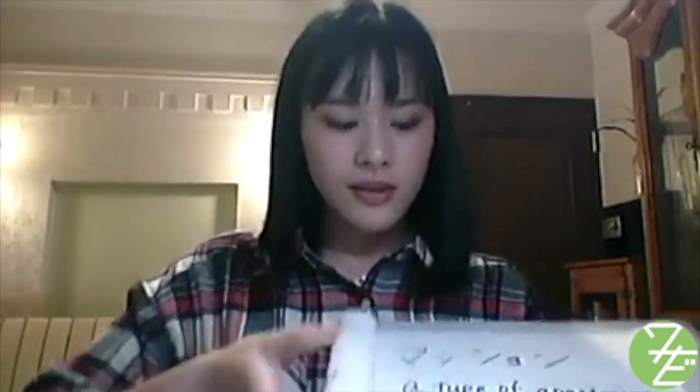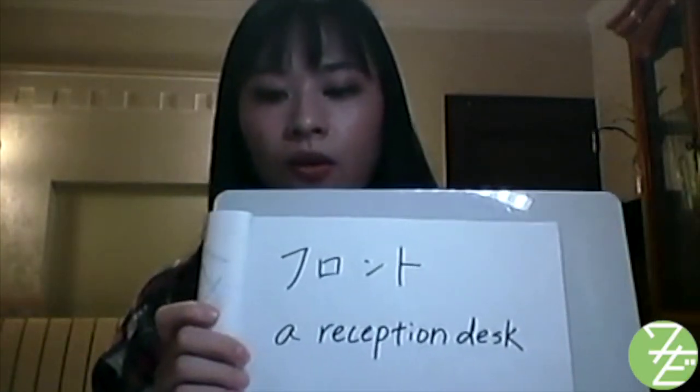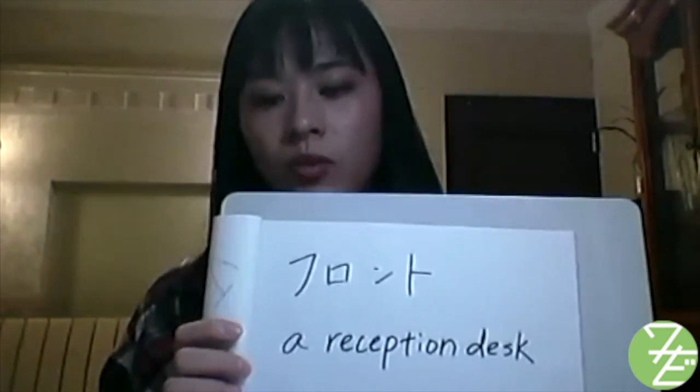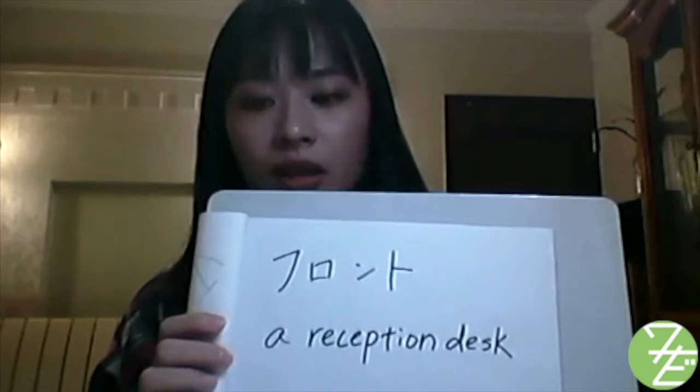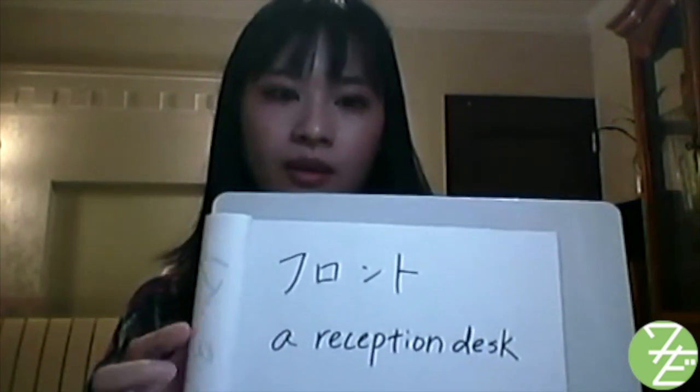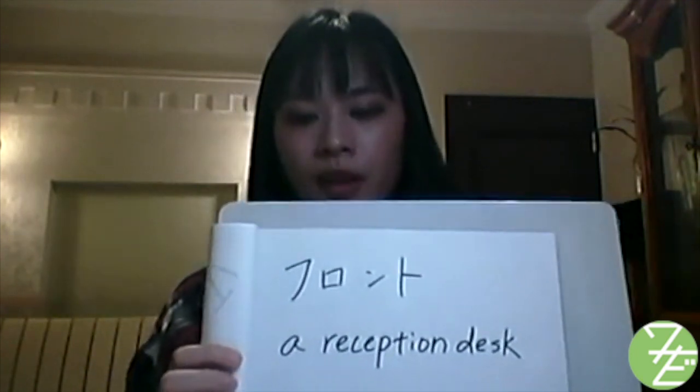Okay, so the last one is fronto. It comes from the English word front, but it usually indicates the front desk of hotels. In other words, it means a reception desk. If you want to say where is the reception desk of a hotel, you can just say ホテルのフロントはどこですか?